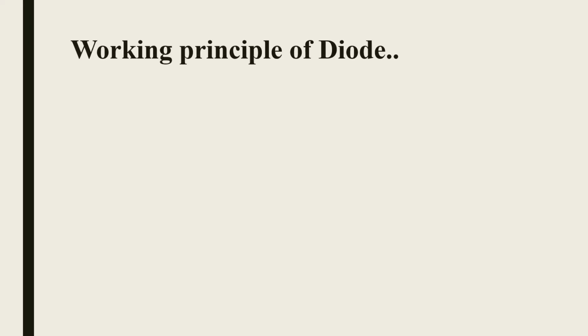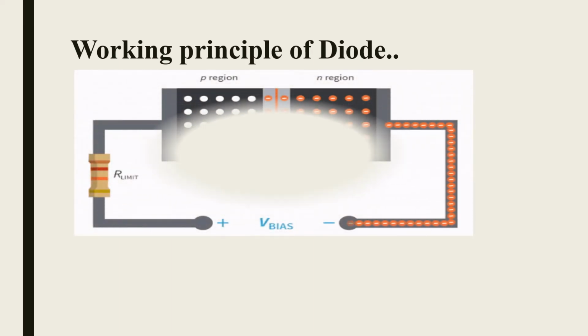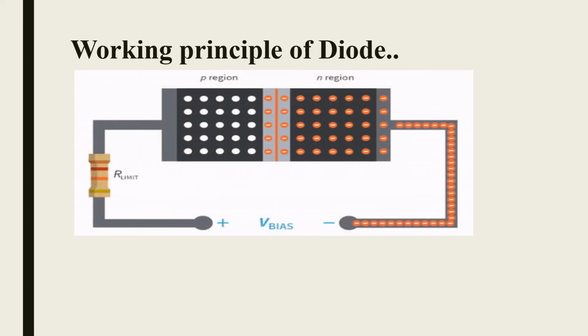Come to the next slide, and now I will explain the working principle of a diode. In the previous lecture I told you about the N region, the P region and what the depletion region is. If you haven't watched it yet, then please go and watch. The link is in the description or in the i button. In this diagram you see here is a P region and an N region.